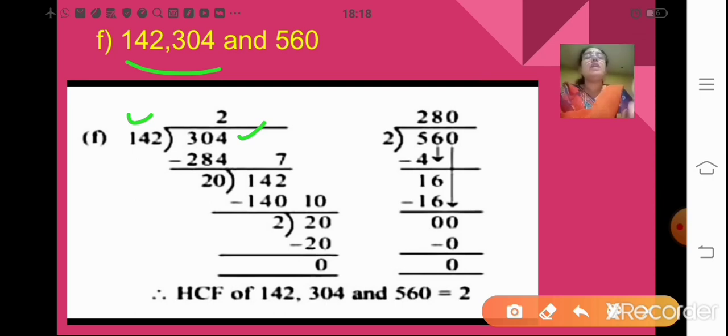So when I divide, 142 2 times is 284, and when I subtract, I get the remainder as 20. Now my remainder will become my new divisor, and this first divisor will become my dividend. Now when I divide this 142 by 20, 20 sevens are 140. Now 142 minus 140, the remainder is 2. Now 2 becomes my divisor and 20 will become my dividend. So 2 tens is 20 here.